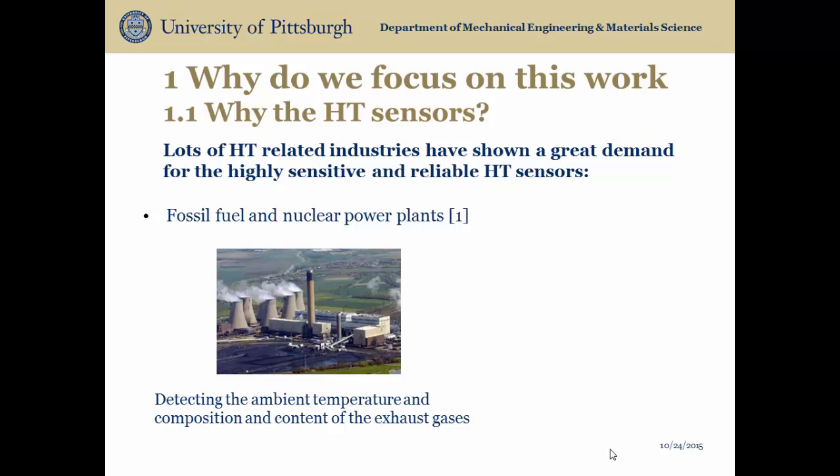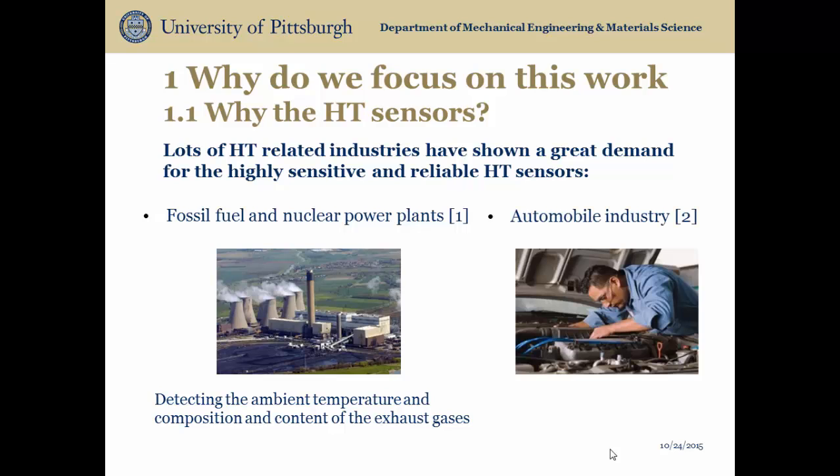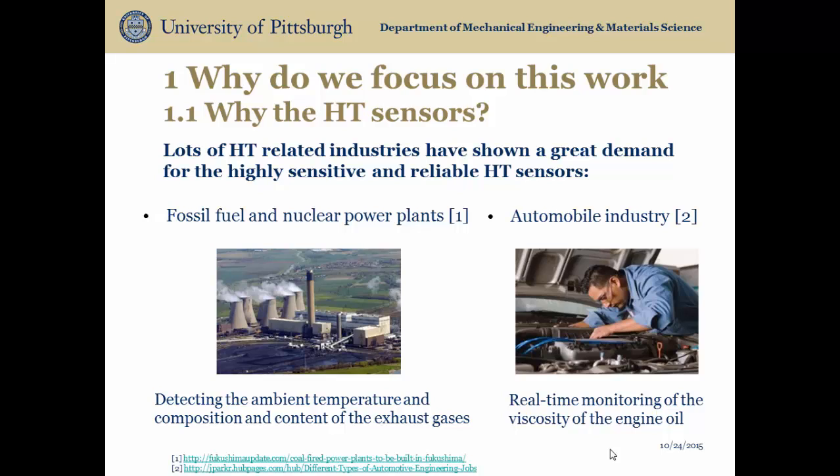So the sensors used here to detect the temperature and the gas should be able to work quite stably under the working temperature. For another example, in the automobile industry, it is quite meaningful to achieve real-time monitoring of the viscosity of the engine oil to determine when to change the oil. So also here, the sensors should be able to work reliably under the working temperature of the running engine. So this is why we study the high temperature sensors.